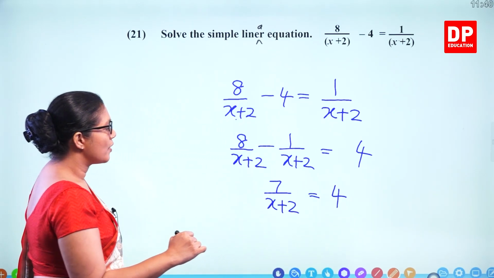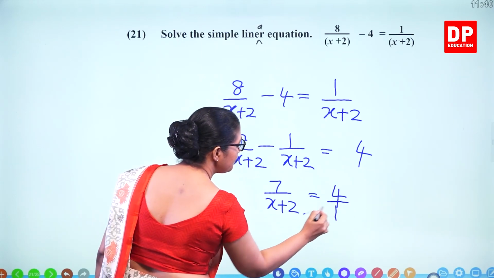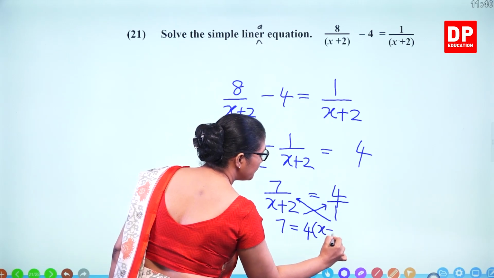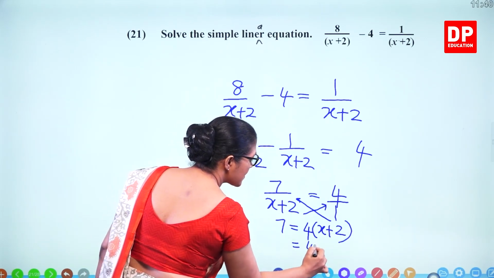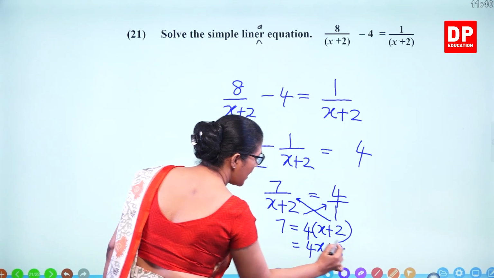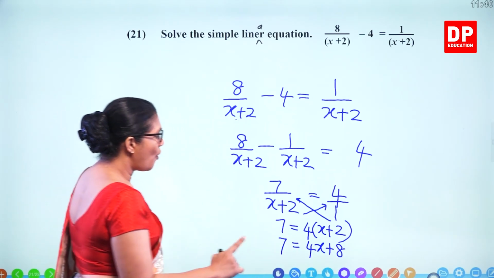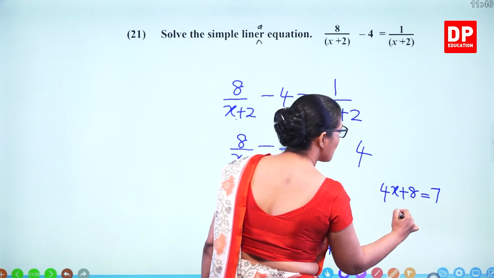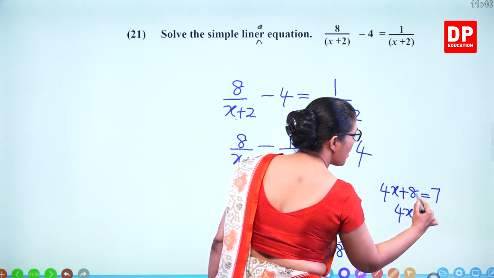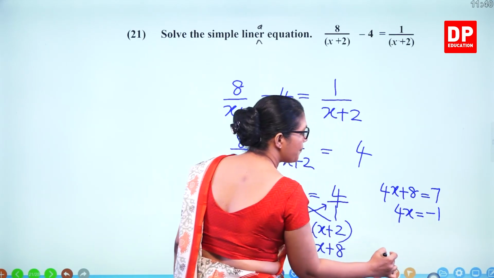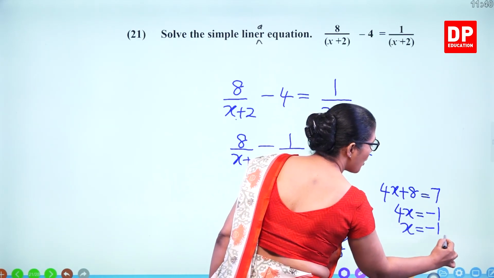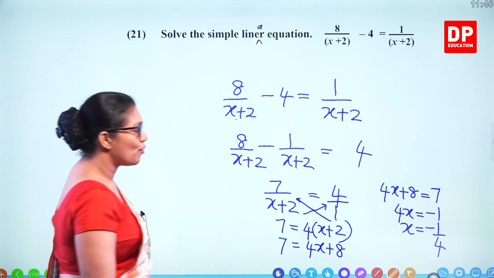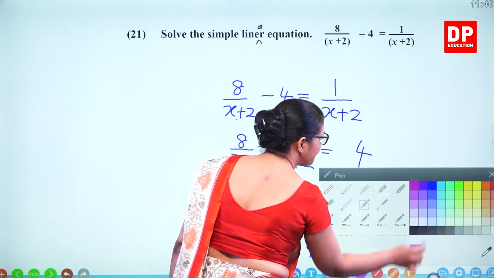Then, you can cross multiply. So, 7 equals 4 times x plus 2. You get 4x and 8. So, 4x plus 8, 7. So, what is 4x? 7 minus 8, that means minus 1. X becomes minus 1 over 4. So, x value is minus 1 over 4. So, 2 marks there.